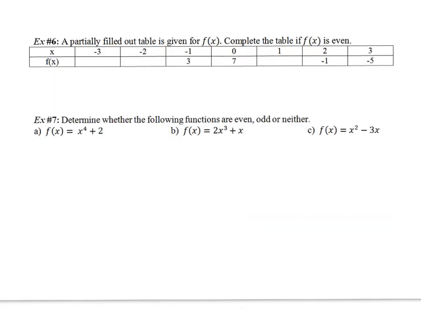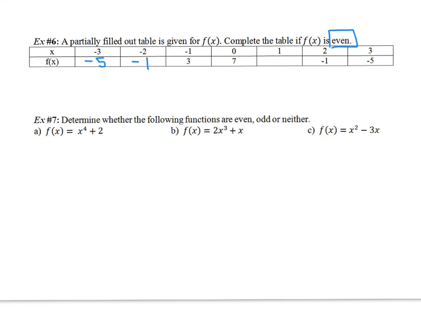In exercise number 6, I'm again given a table of values that's partially filled out for the function f of x, and I'm told that the f of x function is an even function. So if it's an even function, that of course tells me that opposite x values will produce the same y values. When I have the input of 3, the output is negative 5. So when I take the opposite of the input, I am getting exactly the same output, so that's going to be a negative 5. Looking at positive 2 gives me an answer of negative 1. So when I change the input to its opposite, the output still stays the same because the function is even.